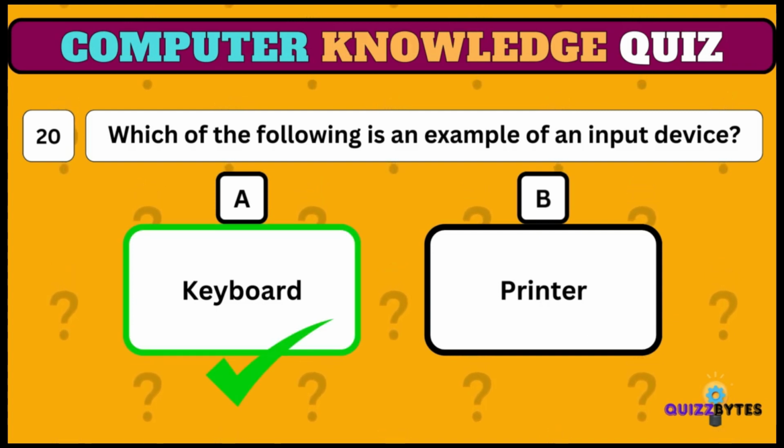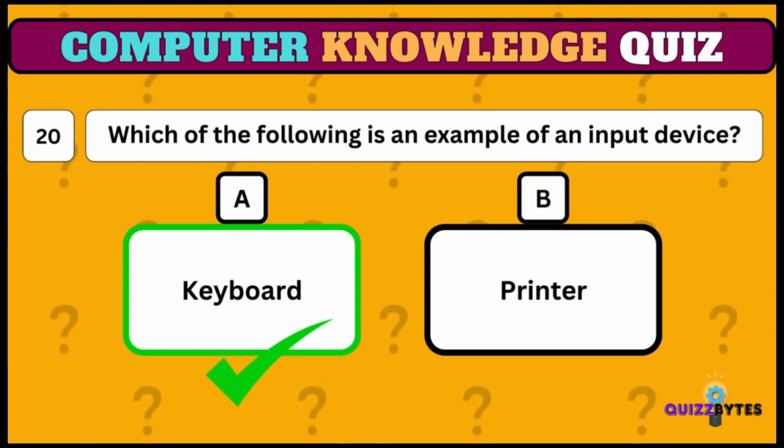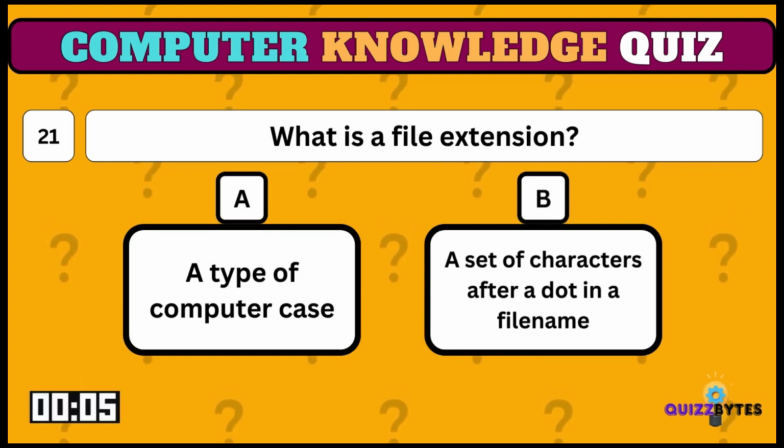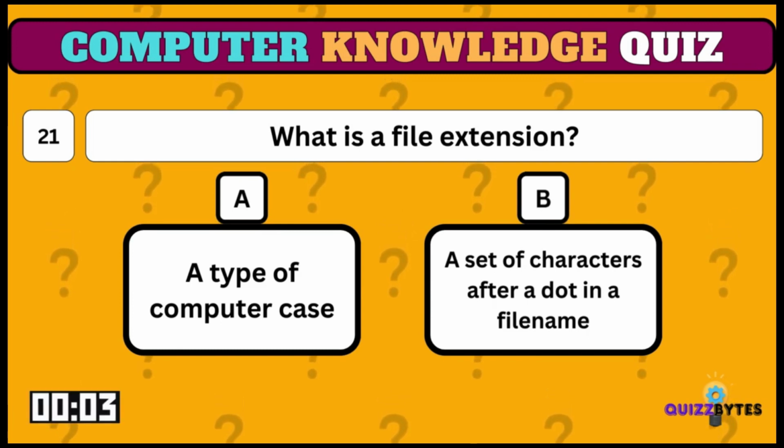Right on target. A keyboard is an input device used to enter data and commands into a computer system. Leading to question 21. What is a file extension? A. A type of computer case or B. A set of characters after a dot in a file name?